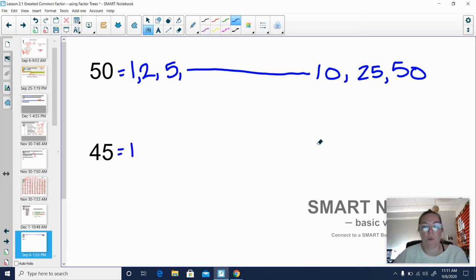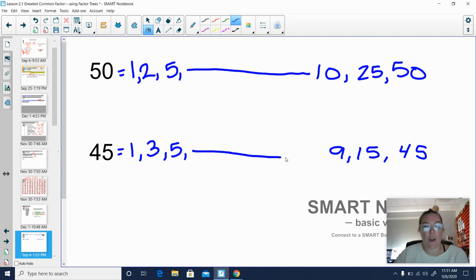Okay, 45 is 1 and 45. It is not even, so 2 can't go into it. 4 plus 5 is 9, and 9 is divisible by 3. So if we think about it, 3 would be times 15. 4 can't go into it, but 5 times 9 can. 6, 7, 8 can't. So, bam.